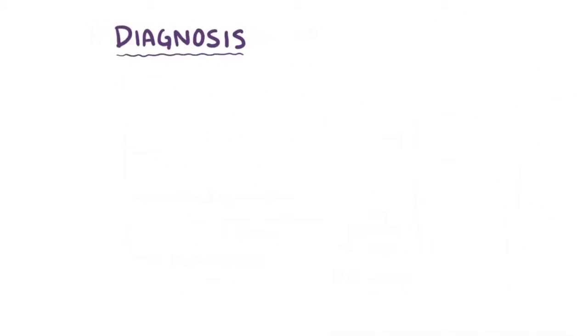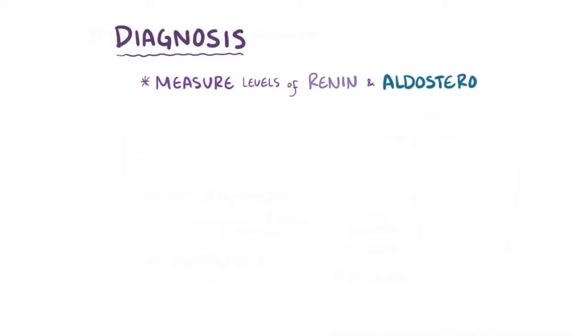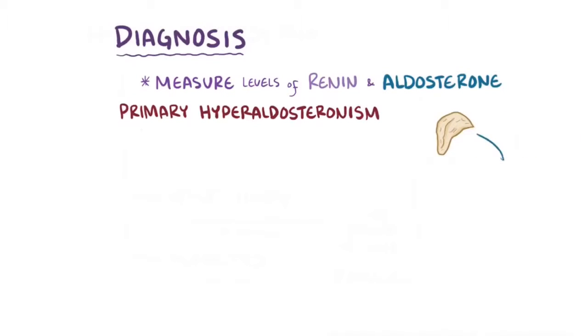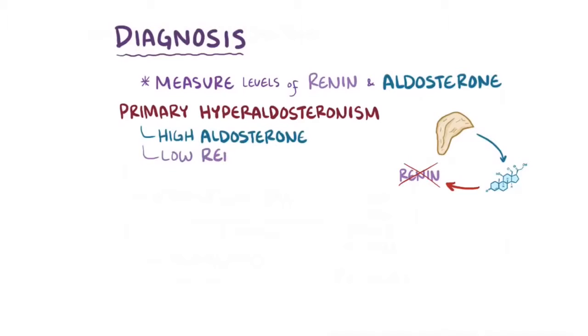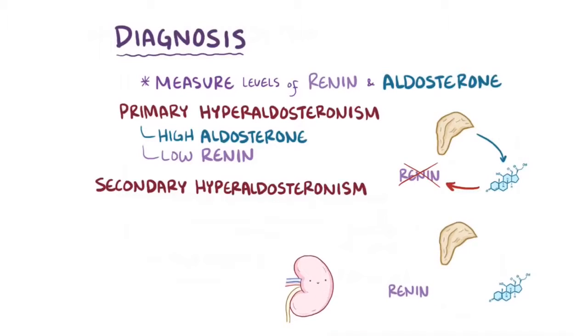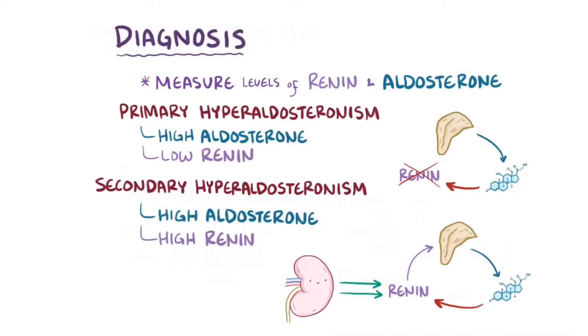The diagnosis of hyperaldosteronism is mainly done by measuring levels of renin and aldosterone. In primary hyperaldosteronism, the main problem is that the zona glomerulosa cells secrete high levels of aldosterone, and that aldosterone has a negative feedback effect on renin, so it actually inhibits renin production. So in this case, aldosterone levels are high and renin levels are low. In secondary hyperaldosteronism, on the other hand, the main problem is that there's too much renin produced by the juxtaglomerular cells of the kidneys. So even though aldosterone is inhibiting renin secretion, renin production is still being stimulated by those cells. And this means that there are both high levels of aldosterone and high levels of renin.